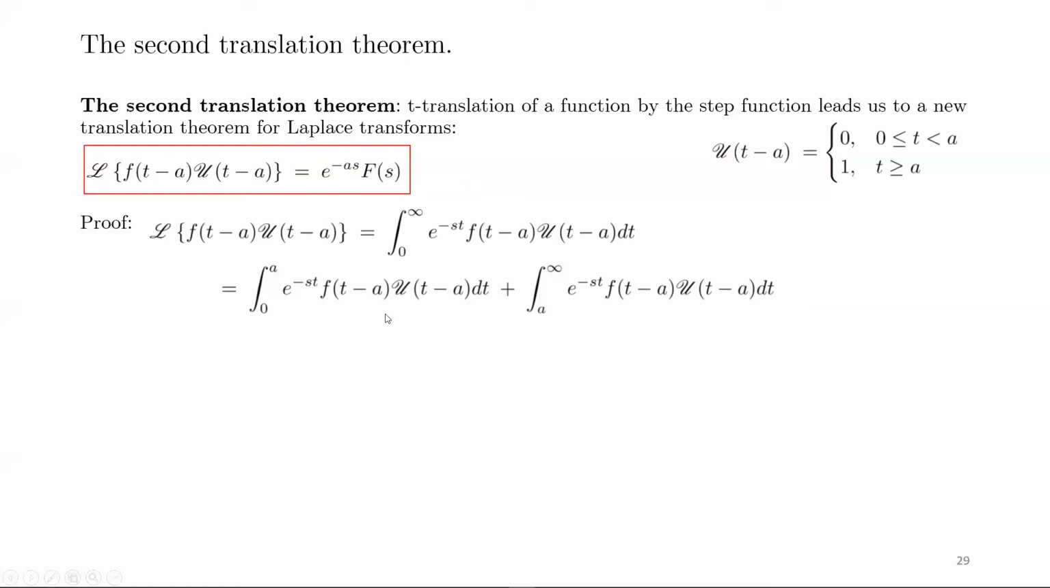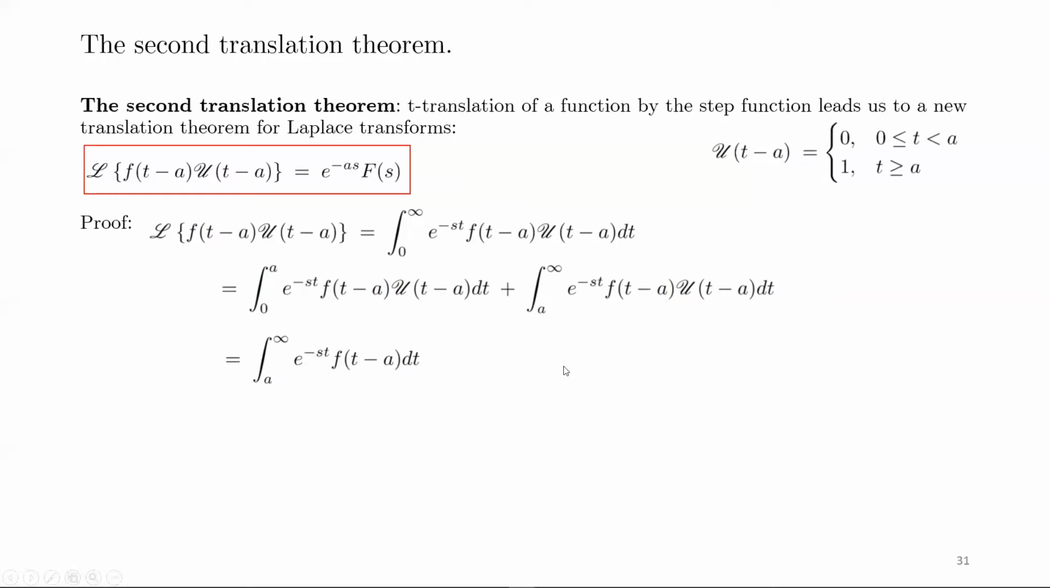But for t less than a, this unit step function is equal to 0. So this integral is equal to 0, and the first part of this integral disappears. Similarly, in the second integral here, for t greater than or equal to a, this unit step function is equal to 1, so I can just replace it with 1. So I get the integral from a to infinity of e to the minus st times the function evaluated at t minus a dt.